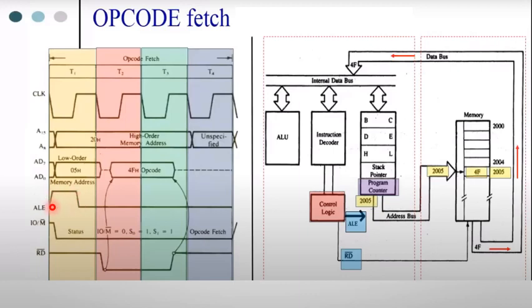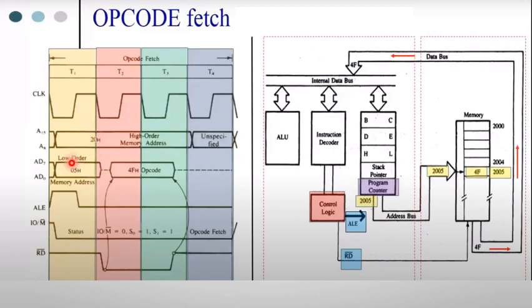As soon as the ALE signal goes high during the first half of the clock cycle, the multiplexed address bus/data line is demultiplexed and acts only as the address line. So the lower order address, here in this example 05, is obtained through the lower order address bus, and the higher order address is obtained through the higher order address bus. So here it is 20.